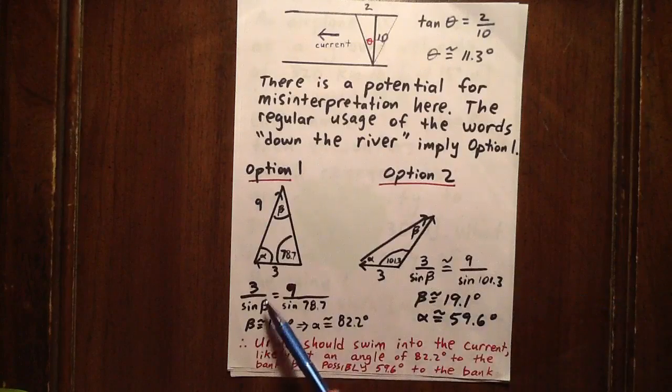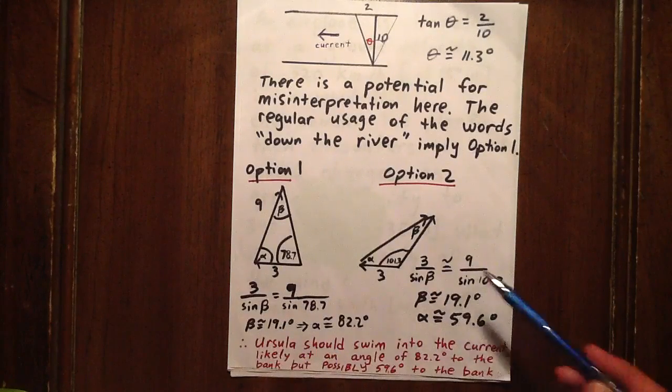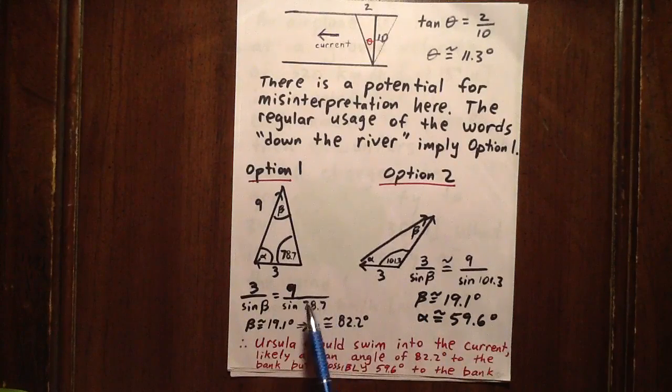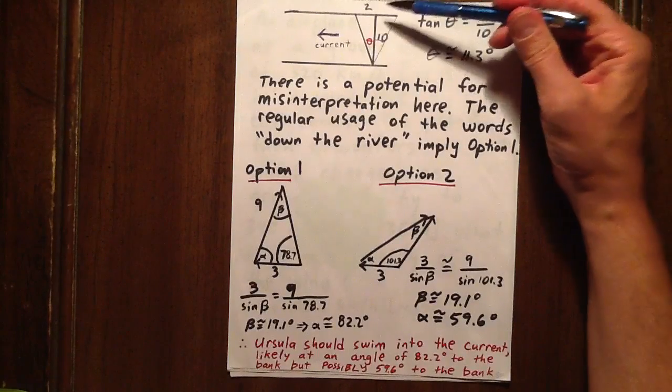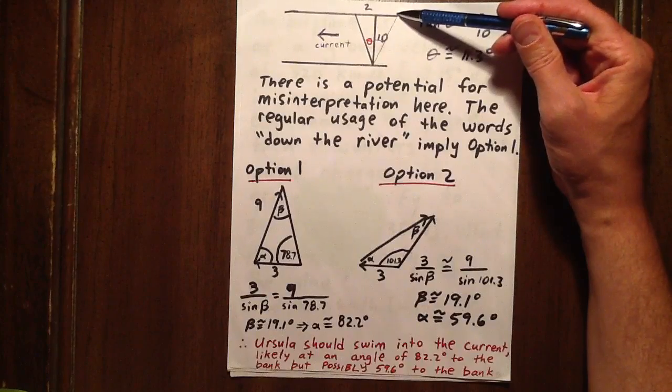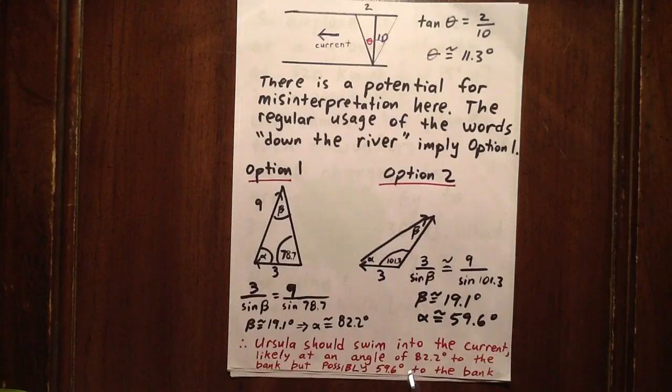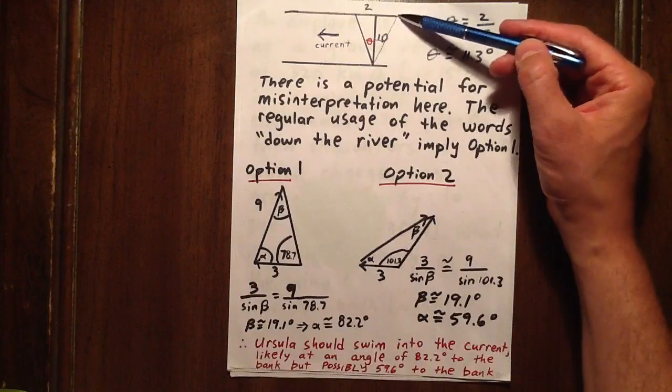Now that makes sense because all of the values are the same as they were last time. But because this is 101.3 degrees, we have 19.1 plus 101.3, leaving us with 59.6 degrees. So if she wants to actually end up 2 kilometers against the current, then she's going to have to take off at a much greater angle into the current. So she's going to swim at 59.6 degrees to the bank, or in other words, more directly into the current than she did last time, to end up way down here.